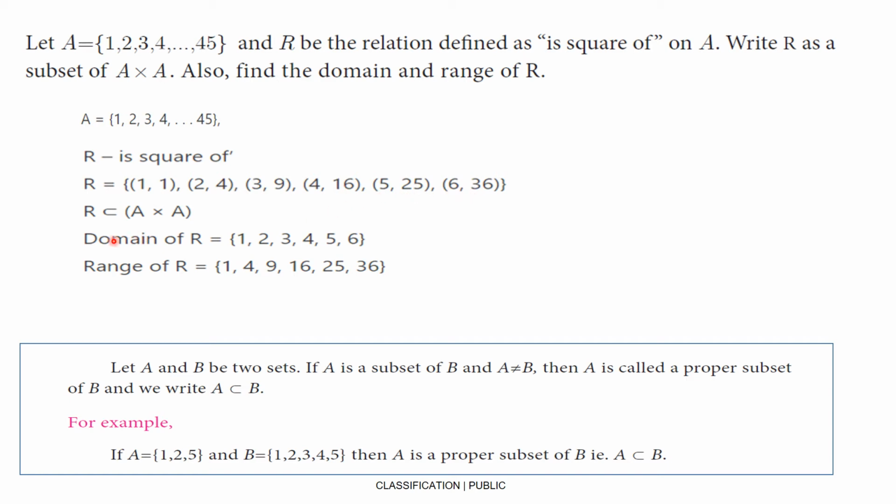Here, what do we find out? R is a proper subset of A cross A. I will explain about proper subset after this. So we have to find the domain. Domain is 1, 2, 3, 4, 5, 6 only, because we are relating only up to 6. And range, what are the related ones? That is 1, 4, 9, 16, 25, 36. Clear? Okay.